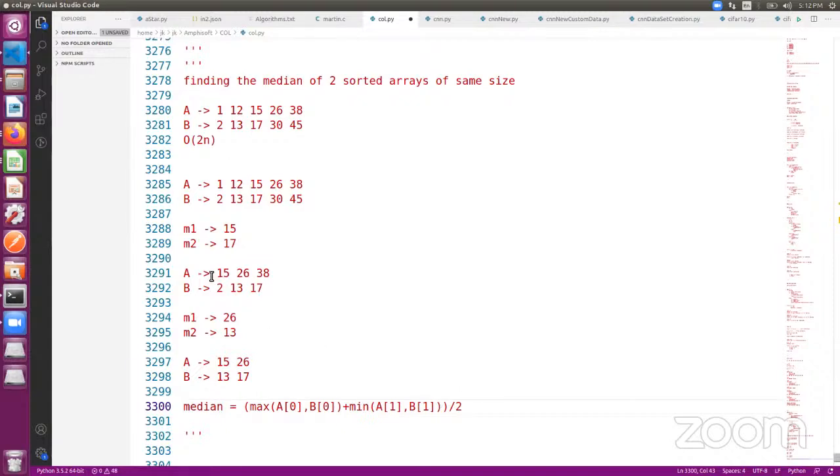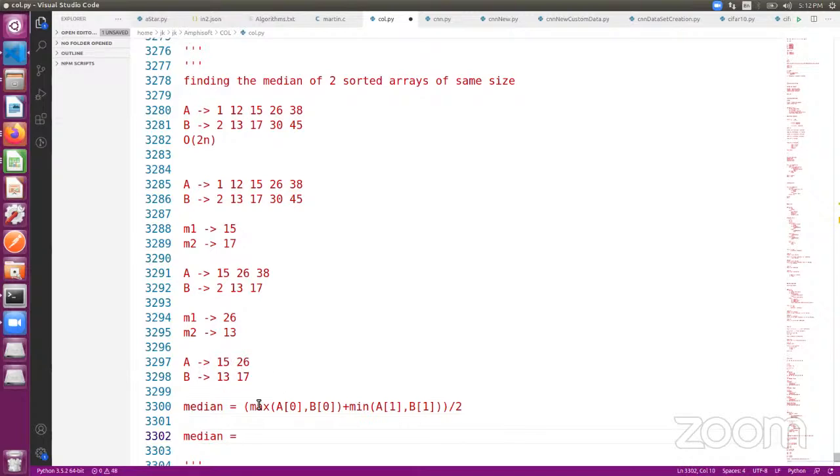Now there is one way to stop in the middle. If you get both M1 and M2 equal somewhere in the middle, then the answer is that value, whatever you're getting. You need not proceed further because at the end also it is going to end up in that element only. Understood?